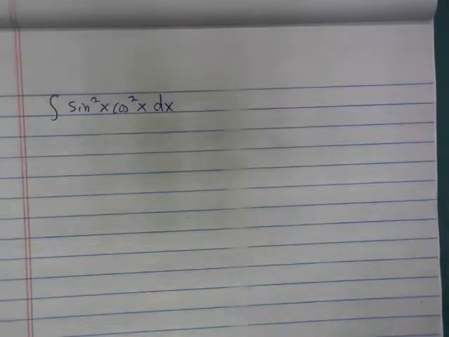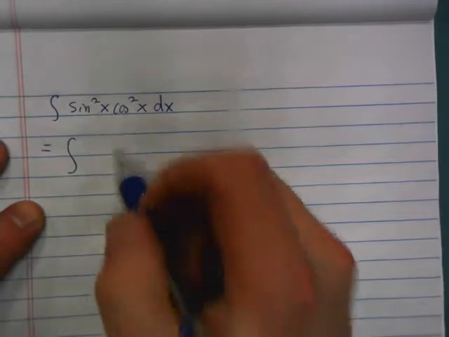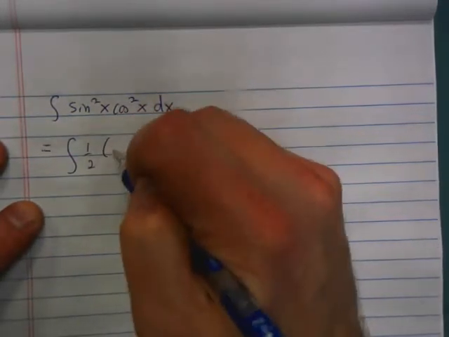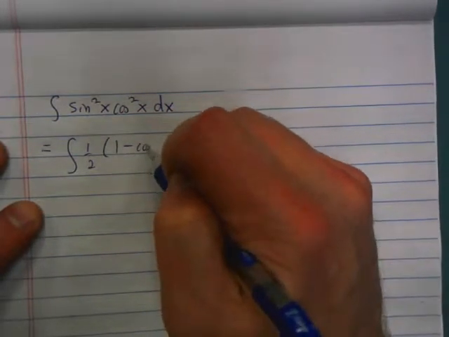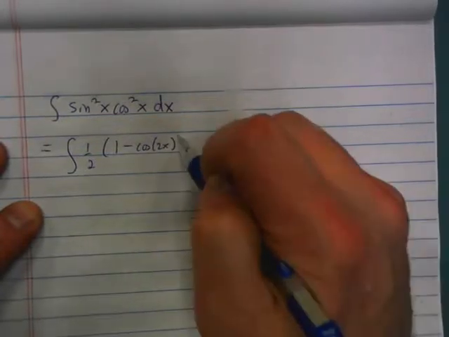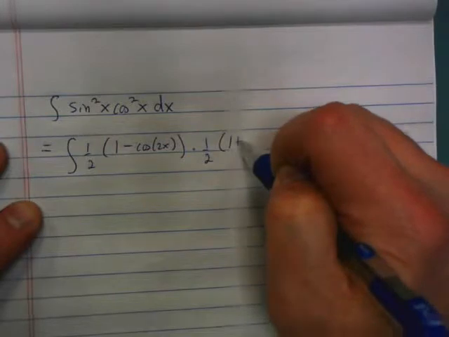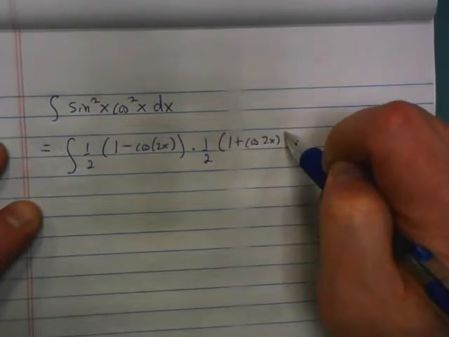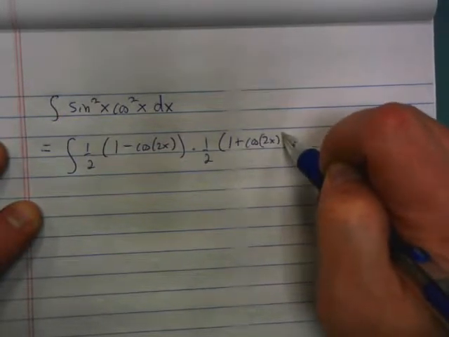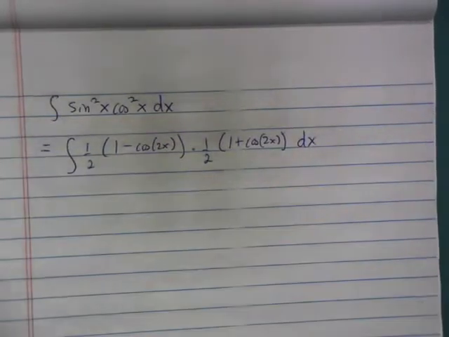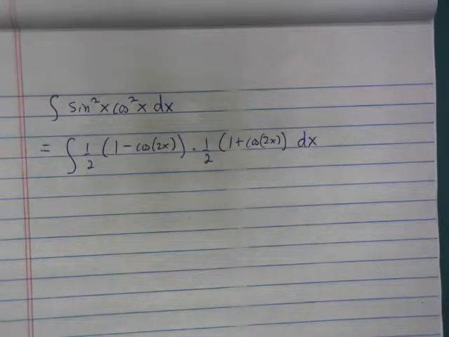I do power reduction on both. That's exactly right. So this becomes the integral of 1/2 times 1 minus cosine of 2x times 1/2 times 1 plus cosine 2x dx. Isn't that convenient? Somewhat, as we'll see in a minute.